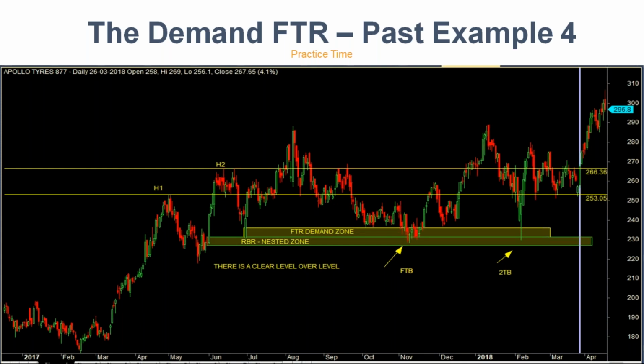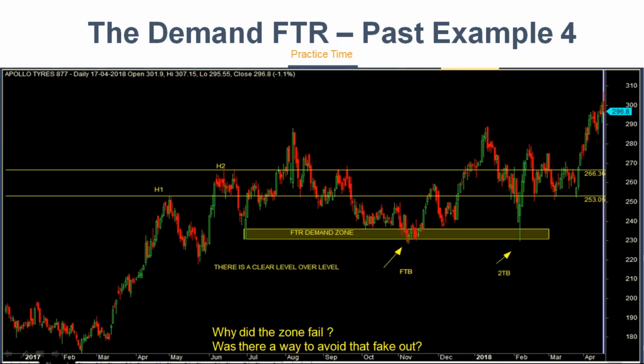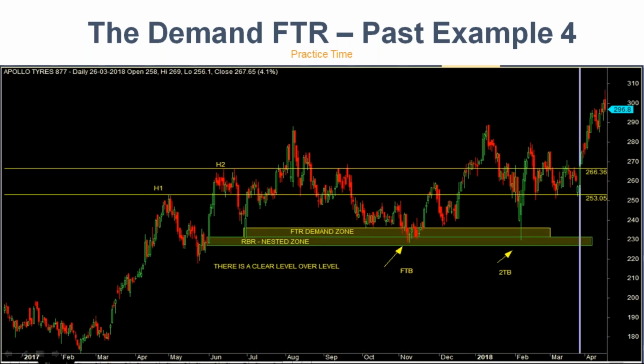Okay, so that's what we have done. There is an RBR nested zone, properly kissed. It's a very clear level over level. Is it clear, friends? Why did the zone fail before? Okay, and why did the zone work the second time? It is because there was a level over level.